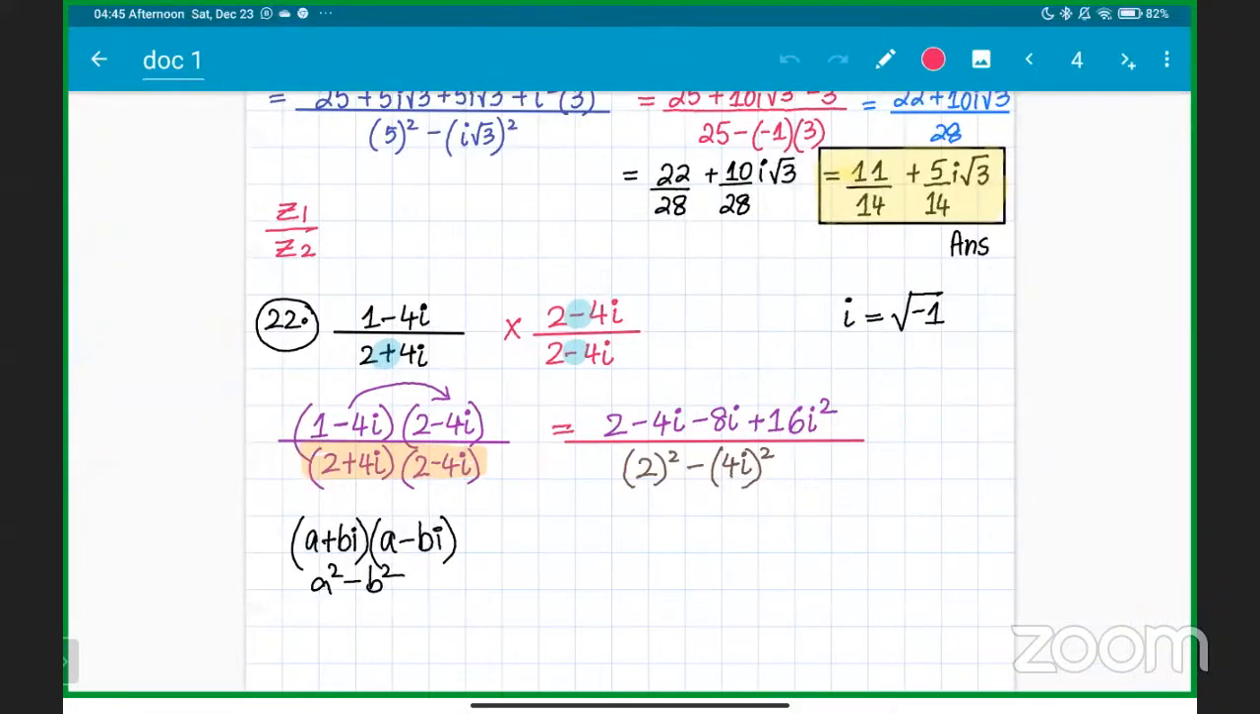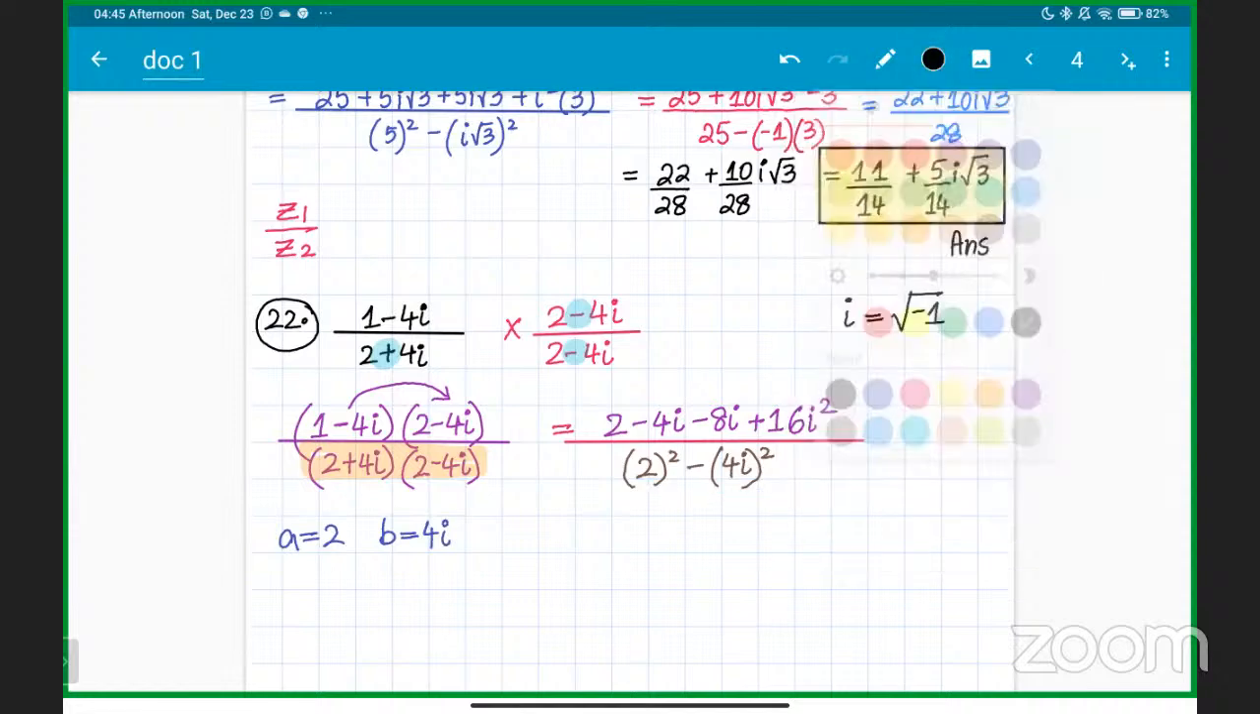Okay, here a will be 2 and 4i will be the value of b. Let me write it down first, so if you are revising later and don't get it, you can understand clearly. a is 2 and b is 4i. So a square minus b square. Now just simplify and solve. Students make a lot of mistakes in simplifying, so make sure you simplify further.